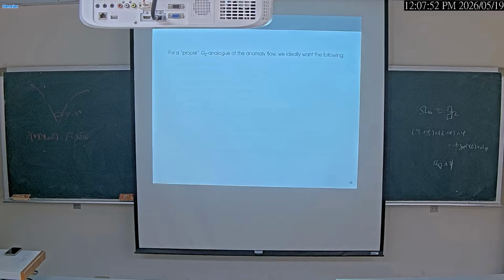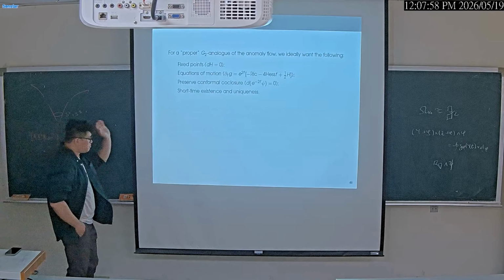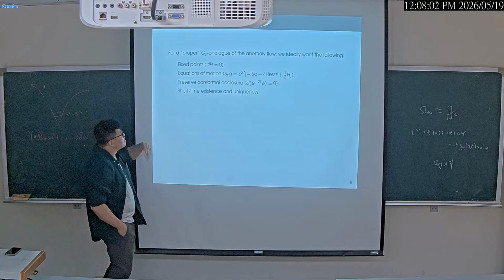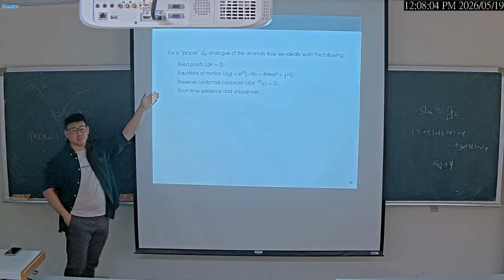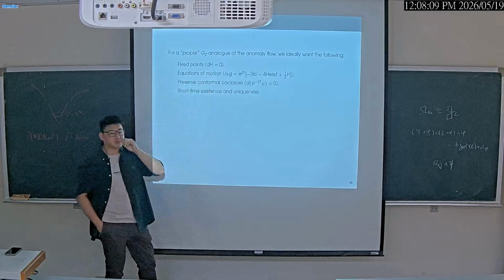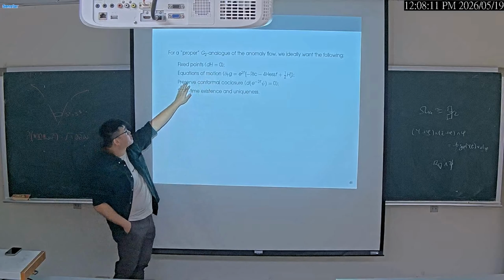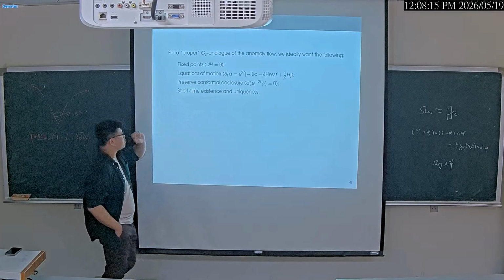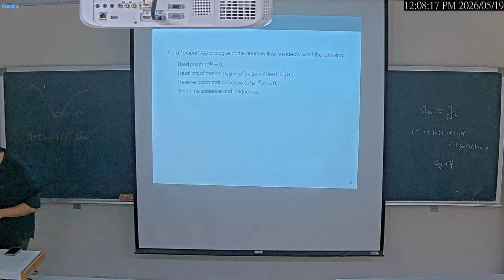Okay. So just as some last remarks about this flow, the whole idea was trying to generalize and get an analog of the anomaly flow for G2. We'd ideally want these conditions, right? You would want your fixed points to work out, which is this dh equals 0, at least for the simplified case. You want the equations of motion to work out. You want to preserve conformal closure, and you want uniqueness.